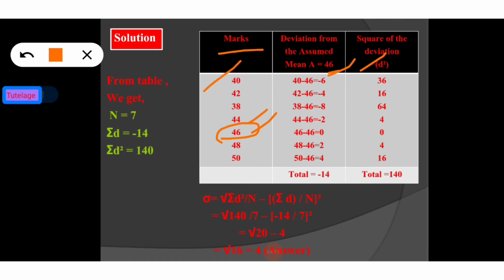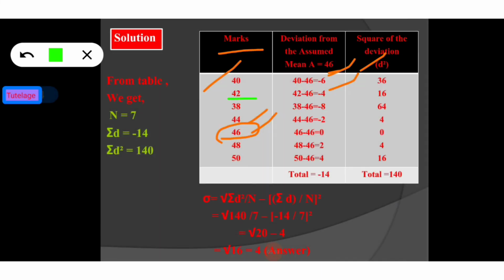So for the first class, 40 minus 46, which is equals to minus 6. Here we can see minus 6 because mean deviation considers only the absolute values, but the standard deviation considers the algebraic sign of the values. Basically it takes the original values, considering the algebraic sign, plus or minus. So that's why 40 minus 46 is equals to minus 6. Okay.